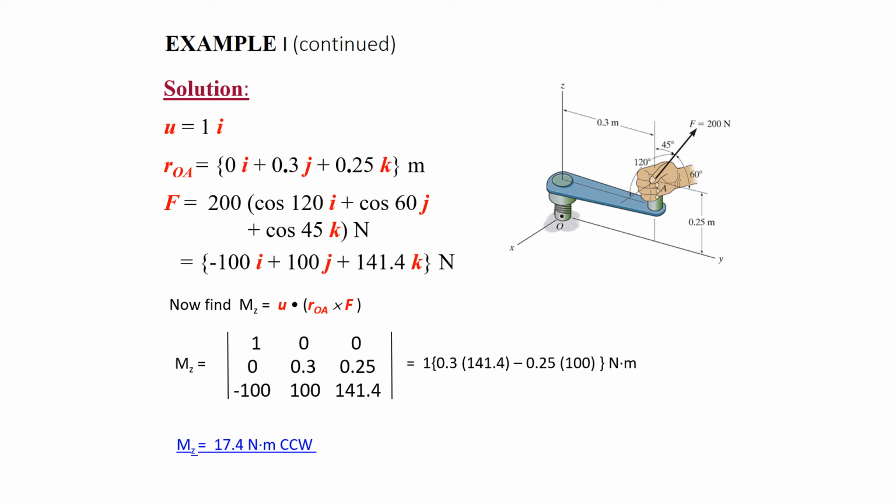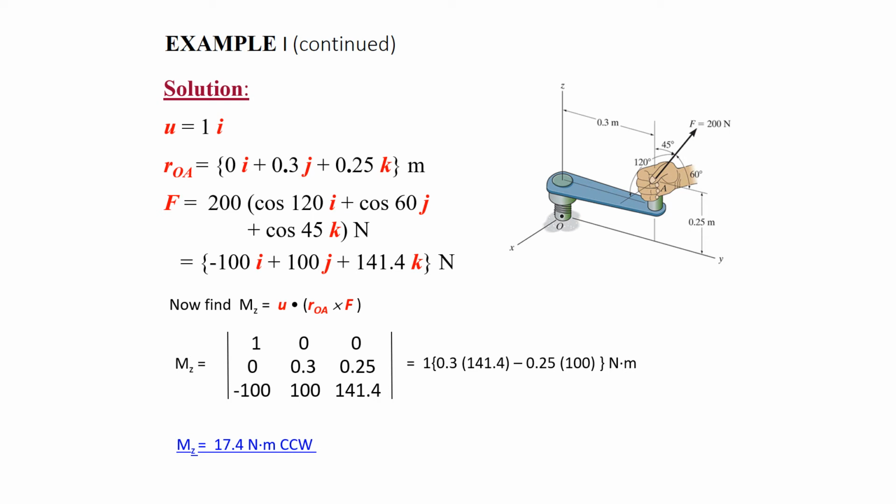With that, we then just calculate the triple scalar product, which is the determinant of that 3 by 3. And if you know how to calculate determinants, that's a straightforward process. And we would then end up with an answer of 17.4 Newton meters counterclockwise.